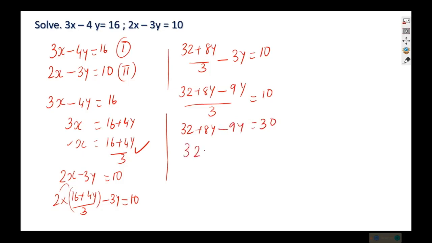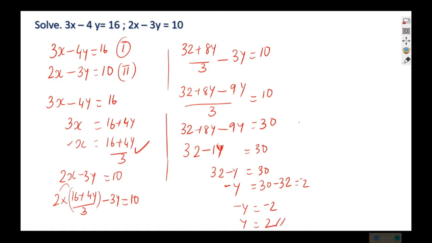Further 32 plus 8y minus 9y means minus 1y. That is simply minus y is equal to 30 minus 32. Naturally it is minus 2. Minus y is equal to minus 2 means y is equal to 2. So we got the value of y here.